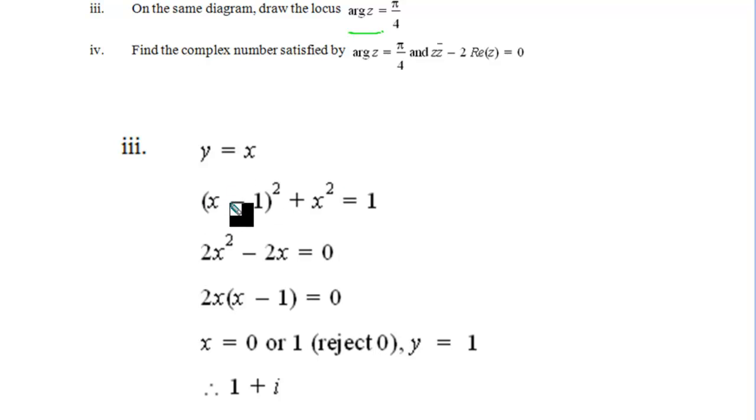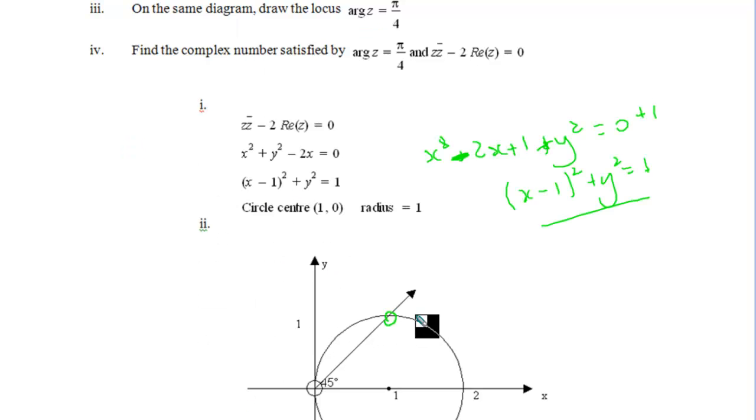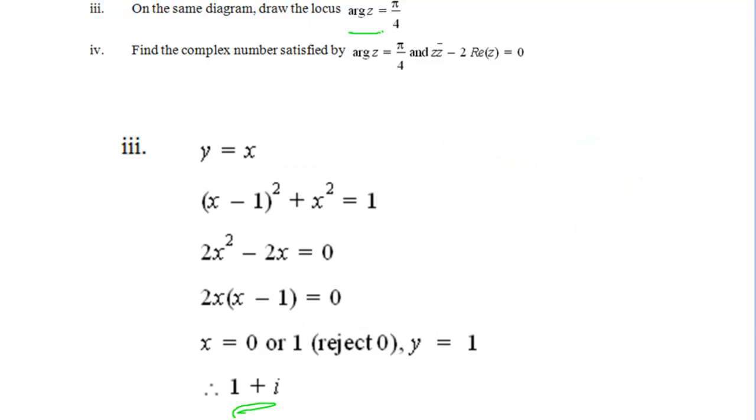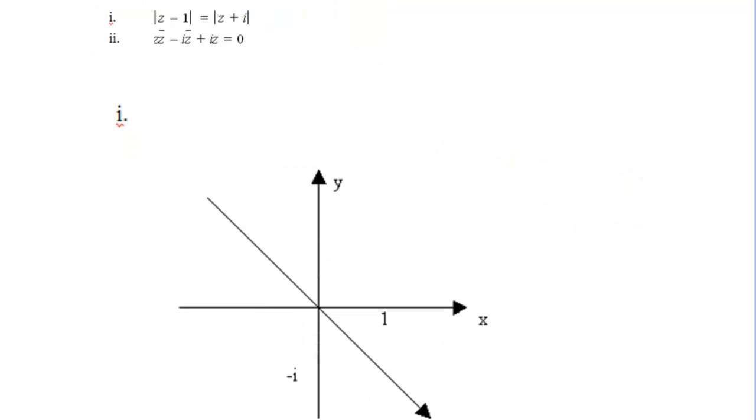So we substitute y as being equal to x, expand out and simplify. We get 2x and x minus 1. Now x is equal to 0 or 1. We reject 0 because it's the point at the origin. If x is equal to 1, y is equal to x, so it must be 1. So there's our complex number that it meets up at, 1 plus i. That's our point there.